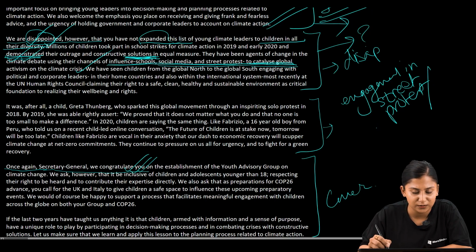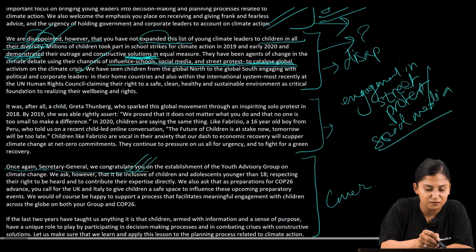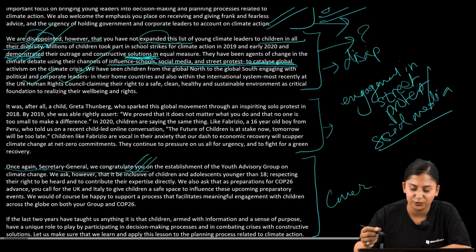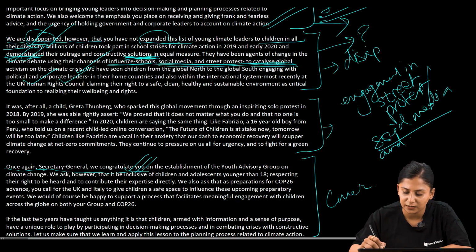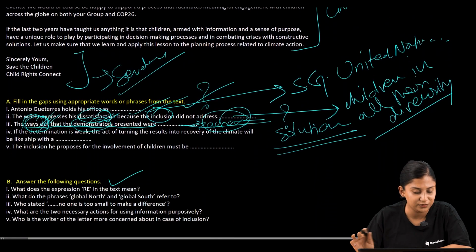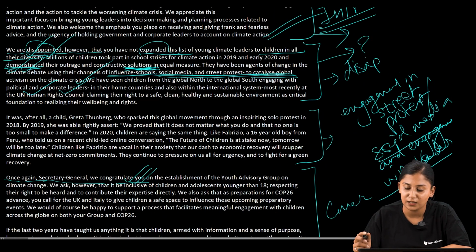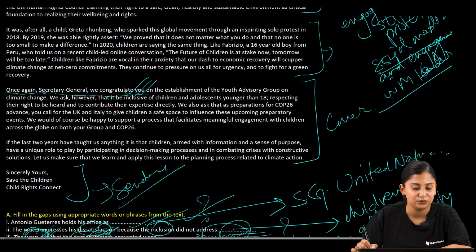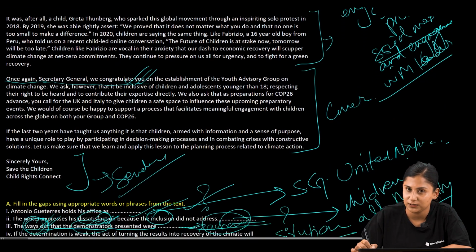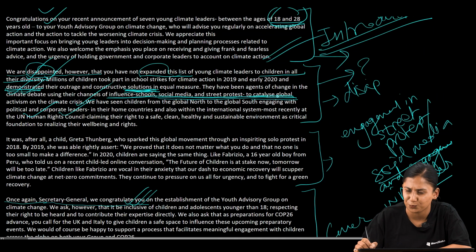Next, social media as well. And also I found out their engagement with the corporate and the political leaders, engagement with leaders. So our answer includes 3 actions. The ways out that the demonstrator presented were engagement in street protests, the social media engagement, and the engagement with the leaders. The leaders, to be specific, were political as well as corporate.